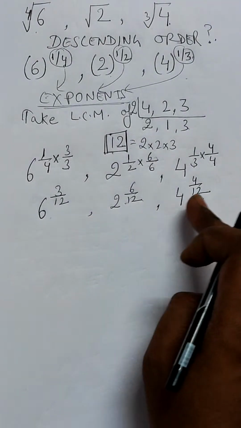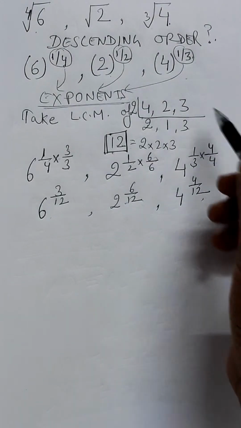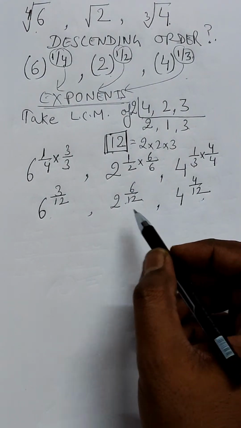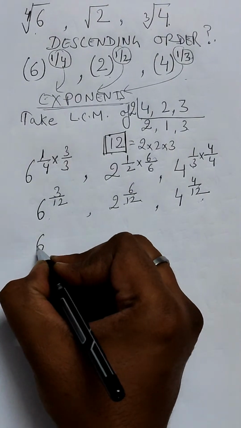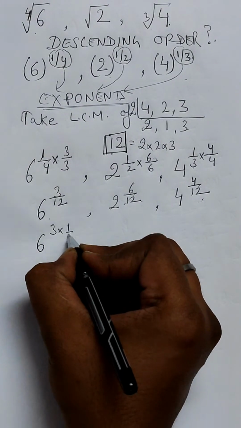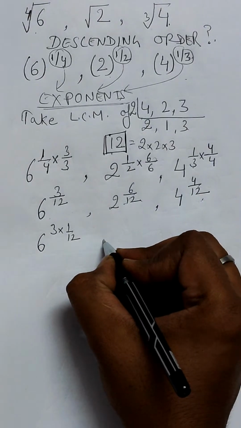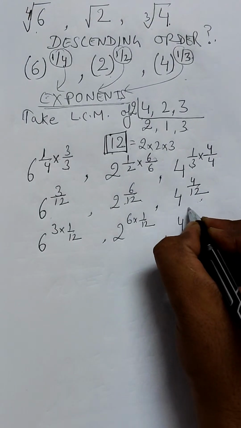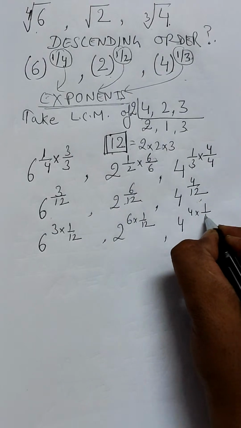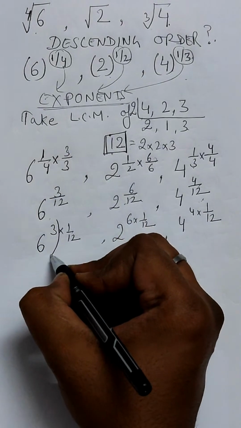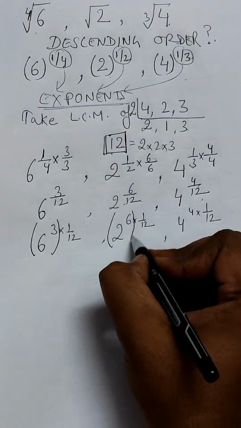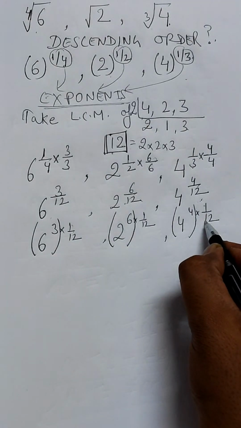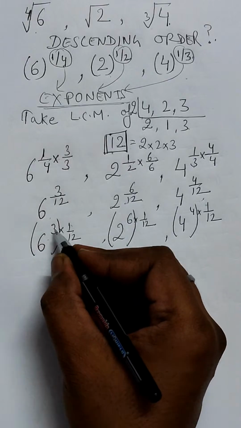Now in this stage, are you able to identify and arrange these numbers in descending order? No, still not. Then do one thing. We can write 6 power 3 by 12 as 6 cubed into 1 by 12, 2 power 6 by 12 as 2 to the 6 into 1 by 12, and 4 power 4 by 12 as 4 to the 4 into 1 by 12. Now take these terms into one bracket and leave the 12th root outside the bracket.